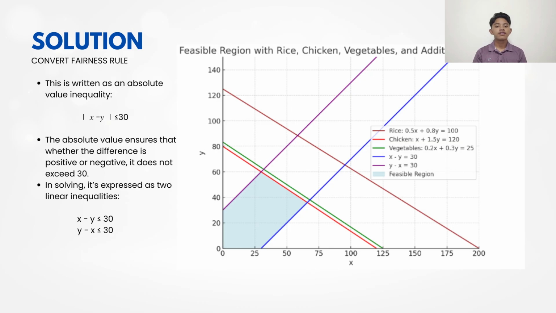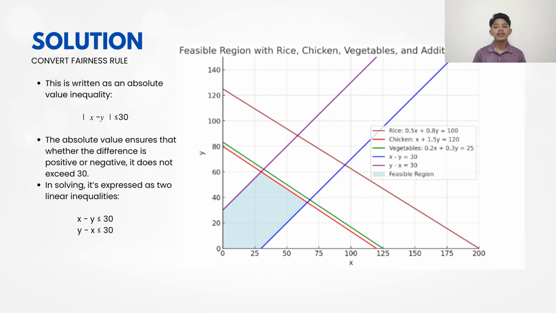To solve the problem that we are facing, we must convert the fairness rule into an absolute value inequality. So the equation will be modulus x minus y less than or equal to 30. The absolute value will ensure that whether the difference is positive or negative, it does not exceed 30.